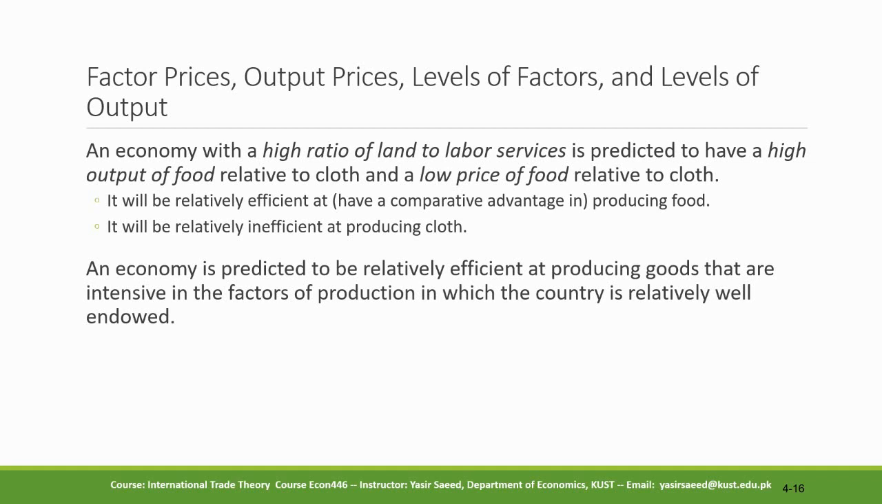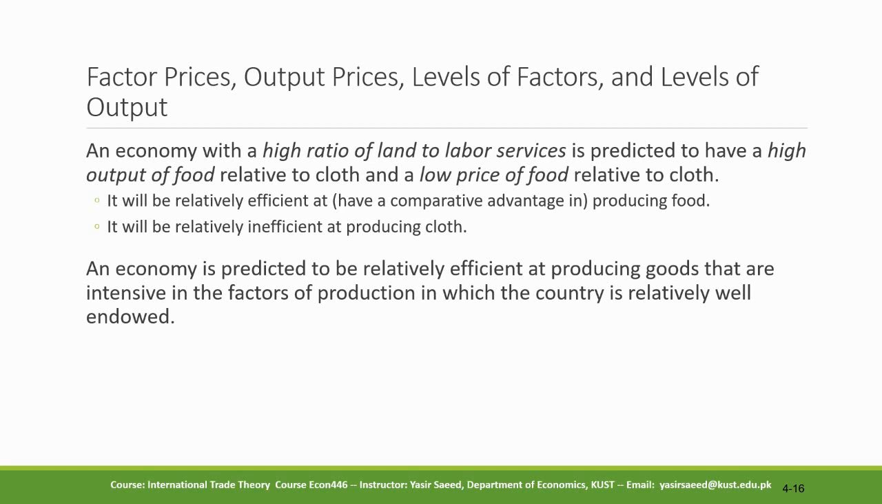So the summary of production in an economy is that it entirely depends upon the availability of resources. If certain resources are available in a country, they will be used mostly in those sectors which use these resources more intensively, and when they use those resources intensively they will be efficient in the production of that specific good. For example, Saudi Arabia will be efficient in the production of petroleum products, whereas Pakistan has abundant land. So it has a comparative advantage in the production of food.